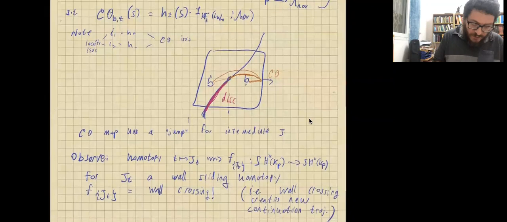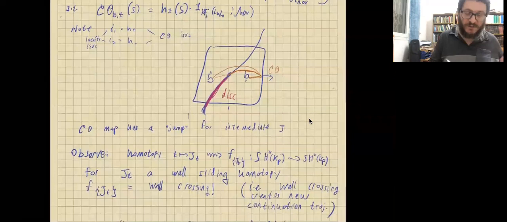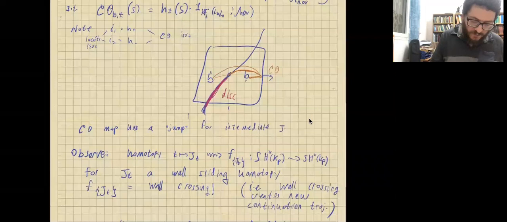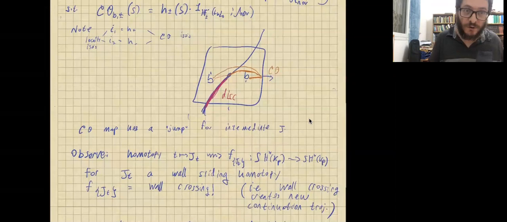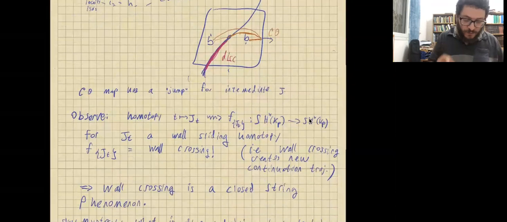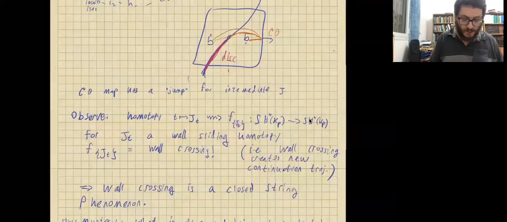And basically, when you do this wall sliding homotopy, the induced continuation map is basically the wall crossing transformation. In other words, when you do this wall sliding homotopy and you apply a continuation map, you get some kind of additional non-trivial continuation trajectories going from certain closed periodic orbits to certain other closed periodic orbits. So this basically means that wall crossing is visible in the closed string setting. It has at least a shadow in the closed string setting, which comes from taking continuation maps where you vary the almost complex structure.